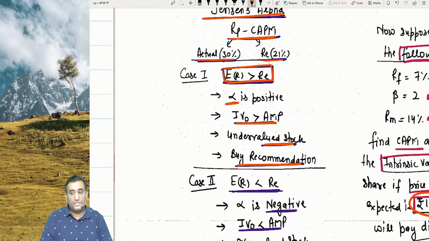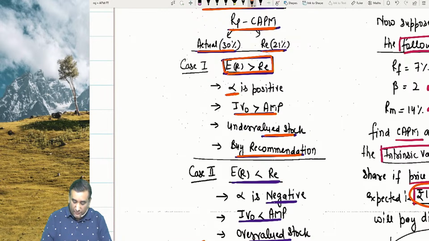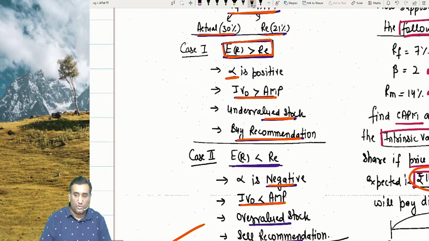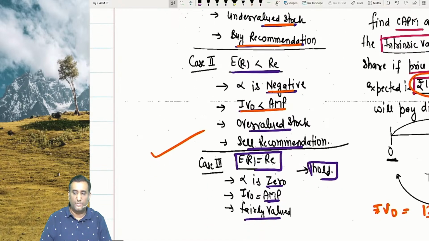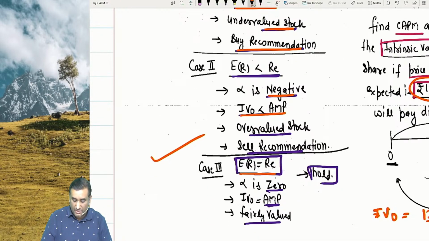Recommendation is buy. The second case: you expect 21 but end up earning less than it. Then we say alpha is negative, that's Jensen's alpha. Intrinsic value would be lesser than the market price, and it's an overvalued stock, with a sell recommendation. Third case: expected return is equal to RE, alpha is 0, intrinsic value is the same as the actual market price, and we call it fairly valued.